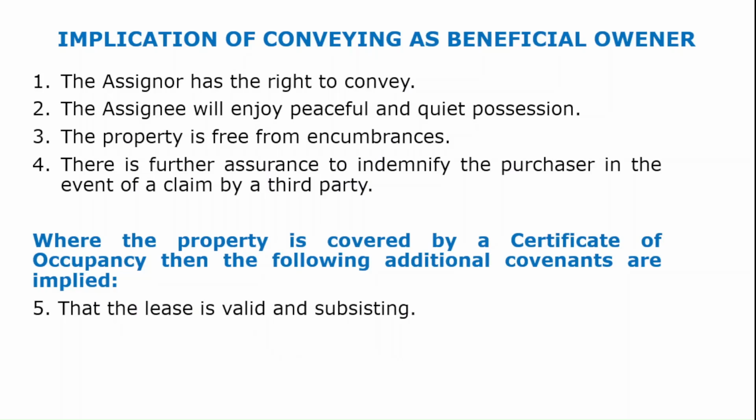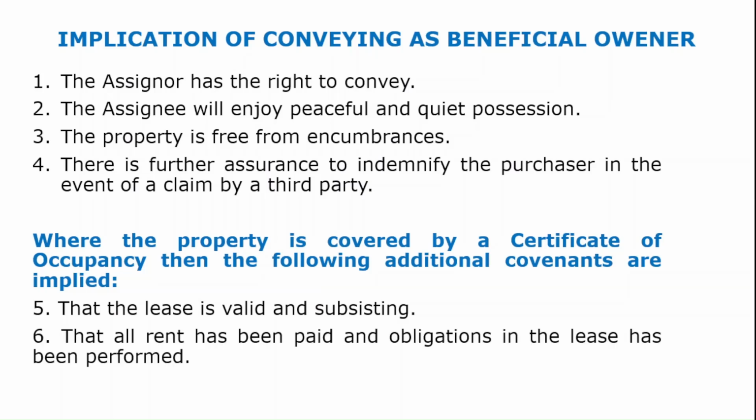You won't only state the four. You have to add that the lease is valid and subsisting. What lease? We have said that when the land is covered by certificate of occupancy, technically speaking, the land belongs to the governor. Anybody who is a beneficial owner now is the lessee, and the governor is the lessor. So the lease between the governor and the person in possession of the land is valid and subsisting. And also that all rent has been paid and every obligation in the lease has been performed. What lease? The one between the governor and the beneficial owner.